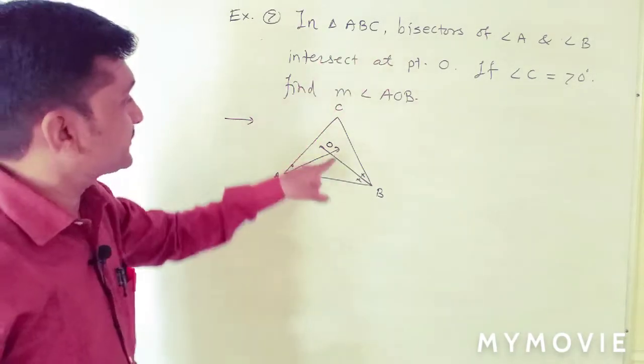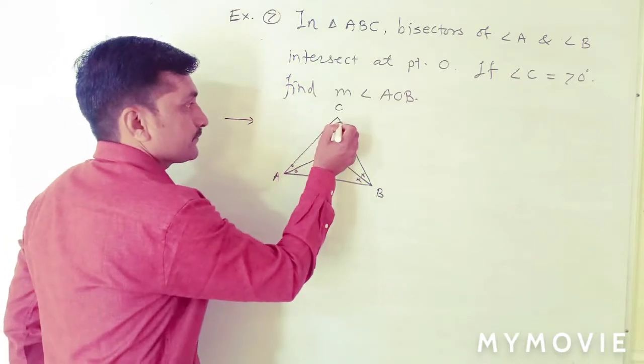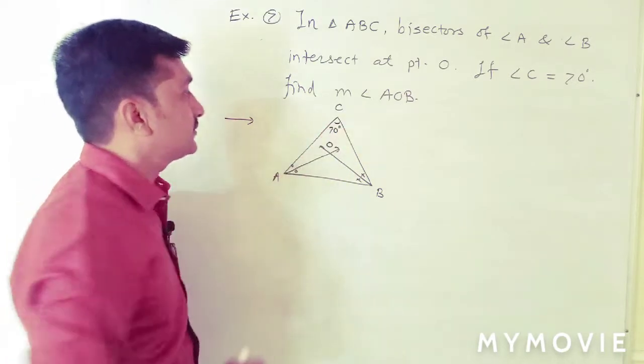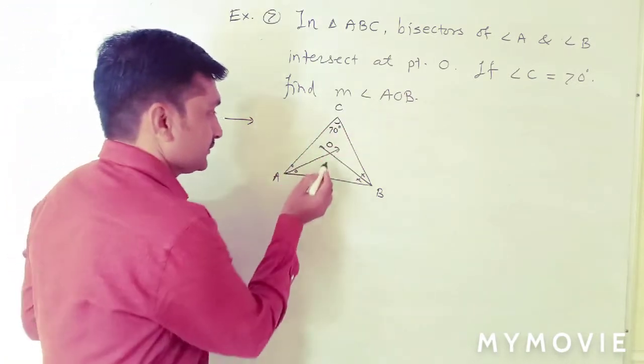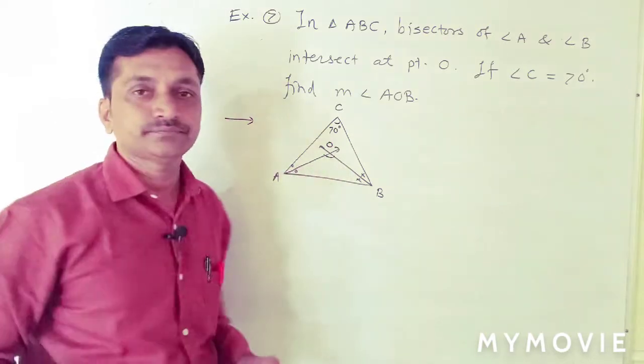Bisectors of A and B intersect at point O. C is 70 degrees. And what to find? AOB. This angle we have to find.